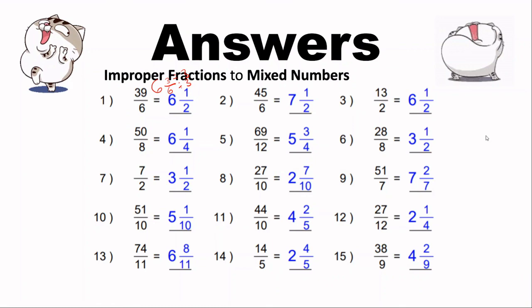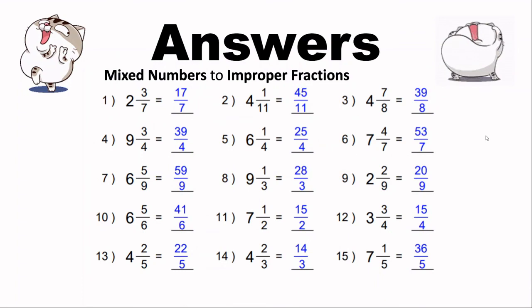Now that was the case in many of these fractions. So if you need to correct your answers for those simplified fractions, they were question 1, question 2, question 4, 5, 6, 11, and 12. Let's go on to our answers for converting mixed numbers into top-heavy fractions.